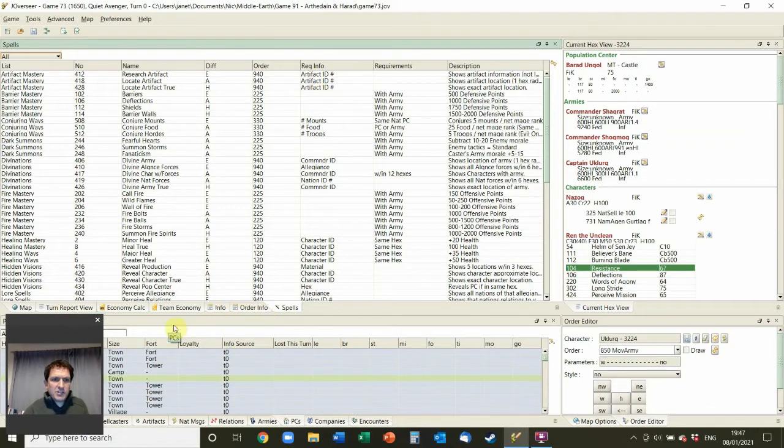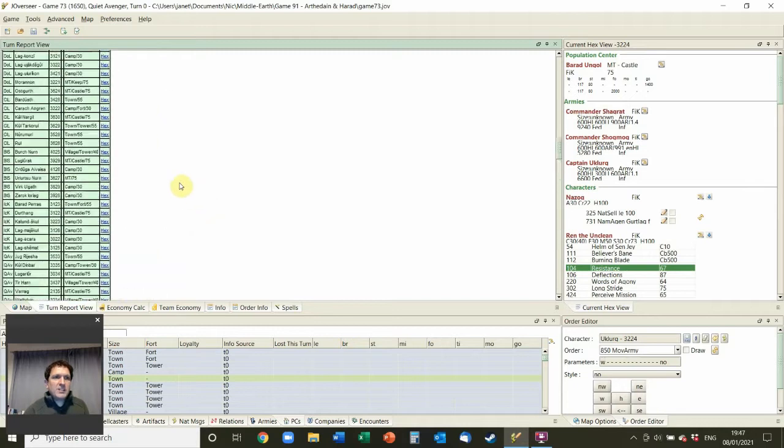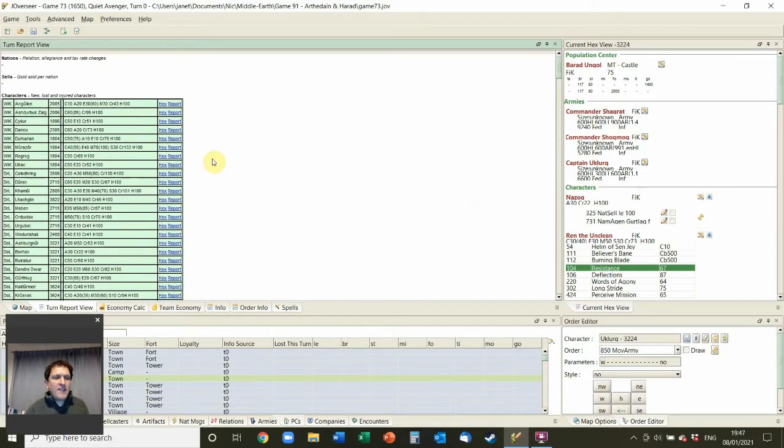The other information along here, apart from map view, relates to the position as it is at the moment. Turn report view just gives a summary of everything that's new and that has changed during this turn. Now there won't be a huge amount in turn 0 because it is literally just depositing all the information which is there.